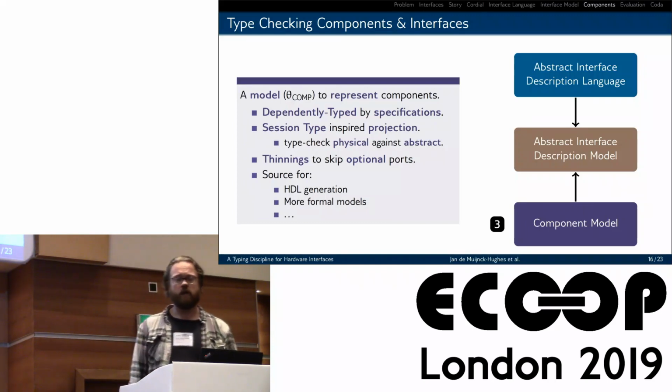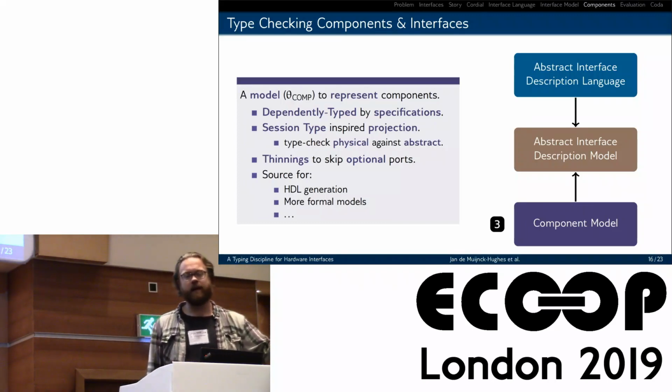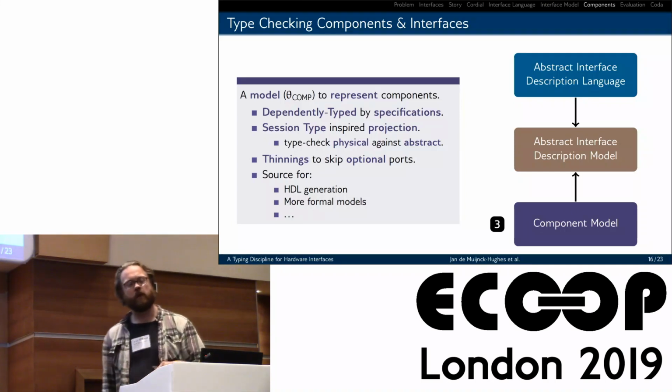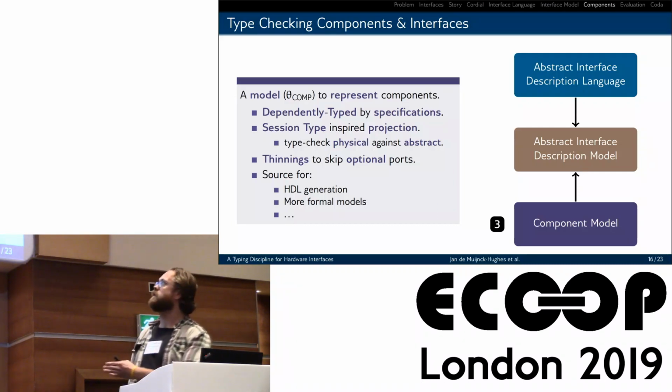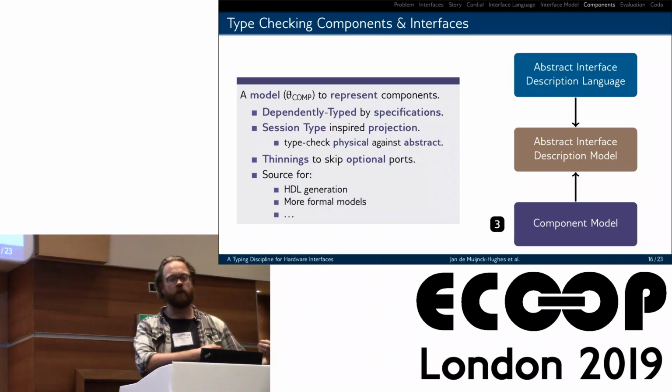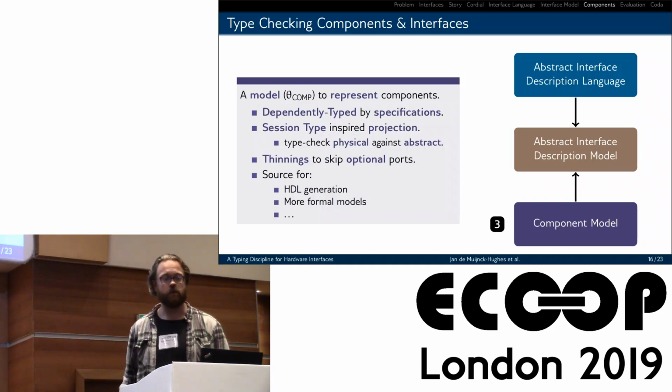Because we want to take these interface descriptions and make sure that our components are well typed with respect to them. All our component models are dependently typed by specifications, but we have a session type inspired projection of these specifications to translate the properties that are agnostic to a channel and turn them into an endpoint view. And we can then do standard elaboration techniques built into the Idris compiler to ask, are the values specified in this component model the ones we're looking for?